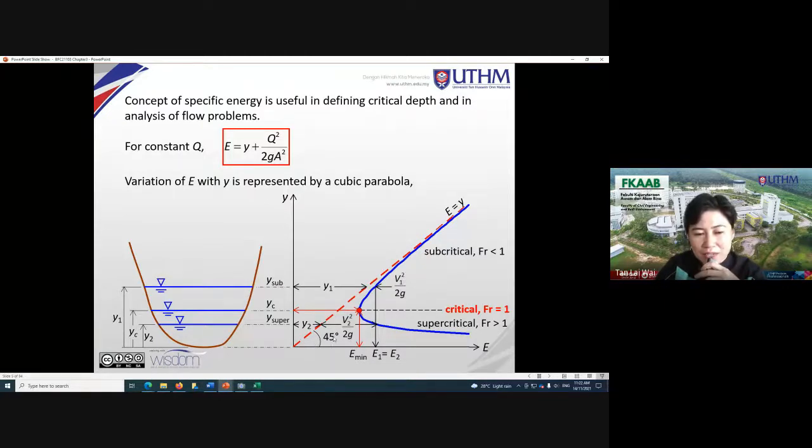But in this case, the 45 degree is just to show that I'm using the same scale for the X and Y axis. Now, I'm going to repeat this in Bahasa.